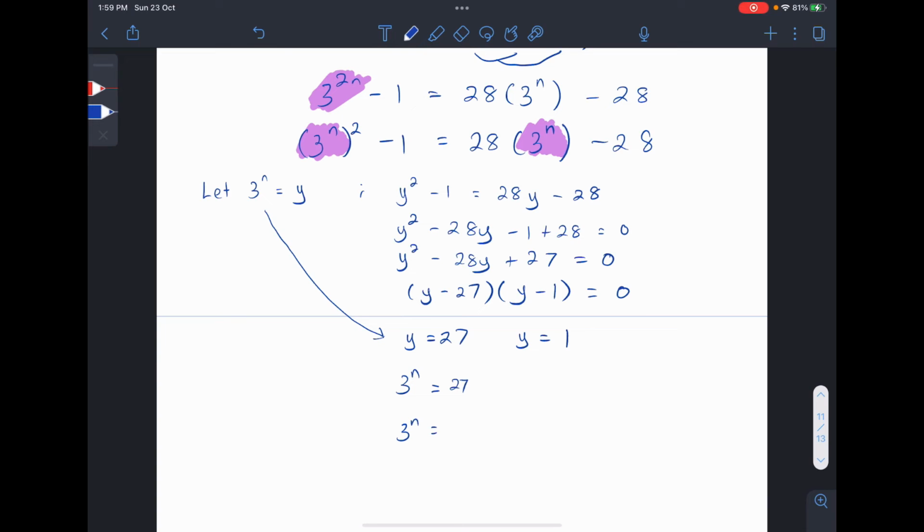So 27, can I change it into something else? Of course I can. It will be 3 to the power of 3. And since the base is the same, the powers can equal each other. It will become n equals 3. Now, I'm going to do the same thing for the other side as well. It will be 3 to the power of n equals 1. Can I change 1 into something else? Yeah, I can. It will be 3 to the power of 0. Now, is our base the same? Yes, it is. Okay, it will become n equals 0.